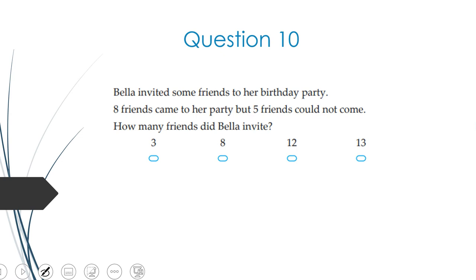Question 10. Bella invited some friends to her birthday party. 8 friends came to her party, but 5 could not come. How many friends did Bella invite? So there's 8 that attended. There are 5 that did not. They either had to come to the party or not. They're the only 2 options. So if we just add those 2, that will tell us how many were invited. 8 plus 5, 9, 10, 11, 12, 13.